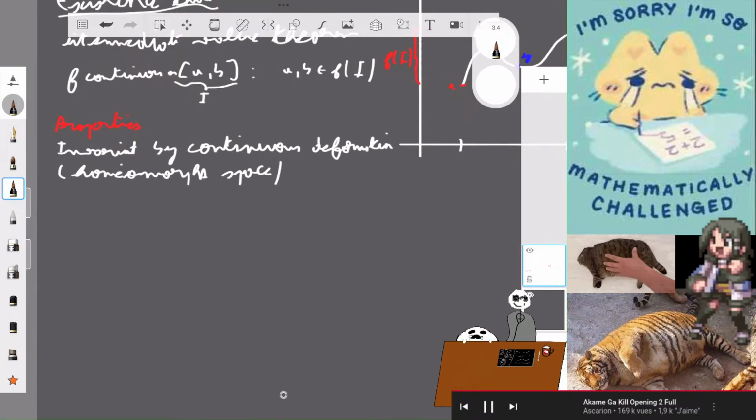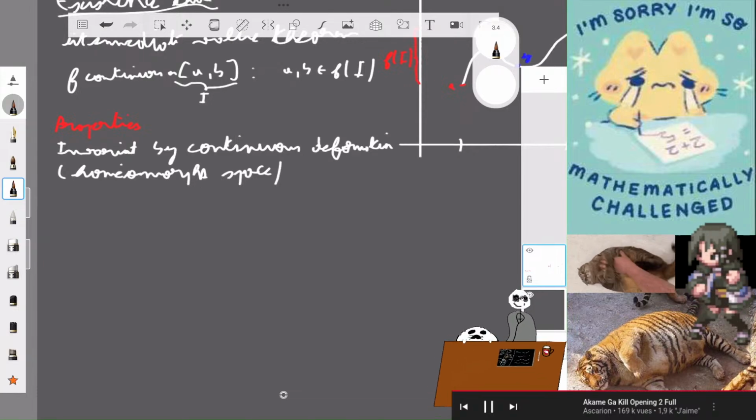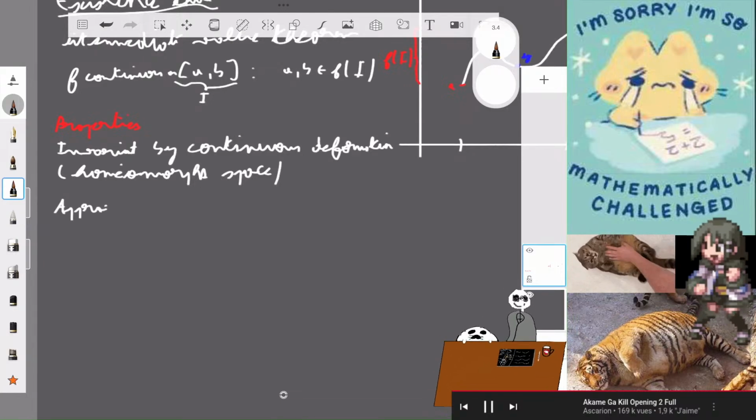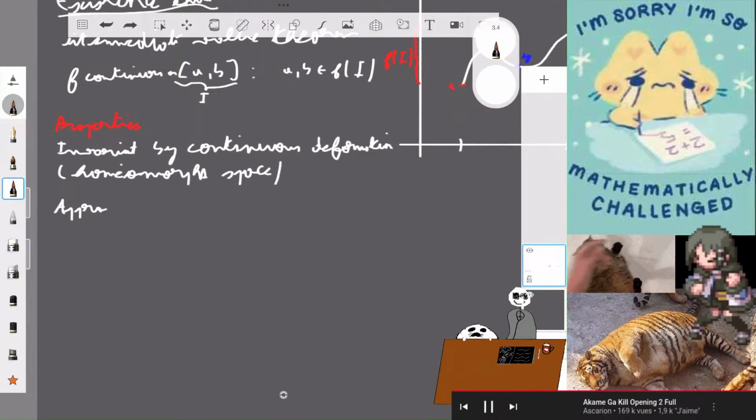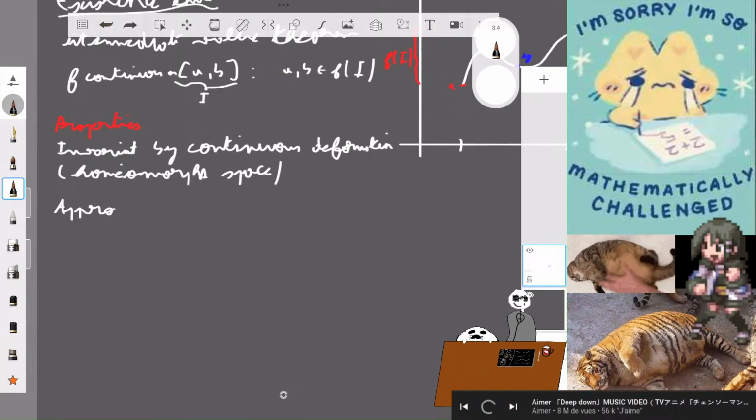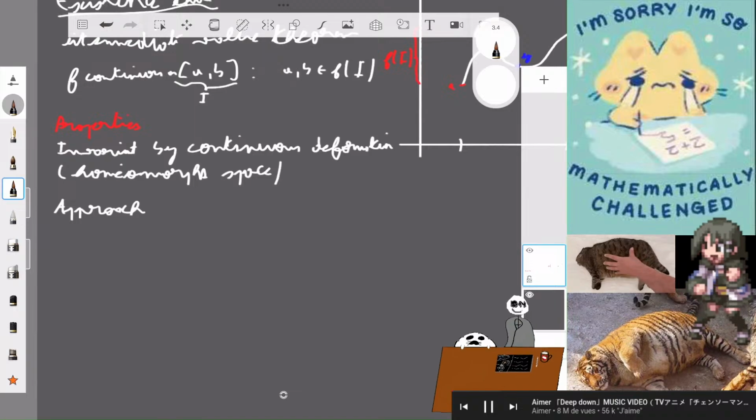So, the approach. Let's just copy. I'll understand because I'm French. The approach. No, it is an English word. Approach. It's written approach in English, if I'm correct.